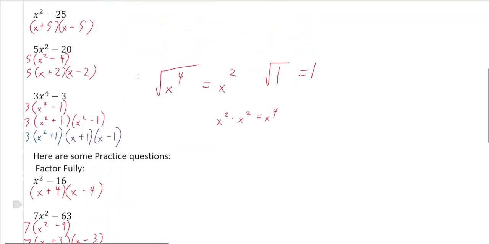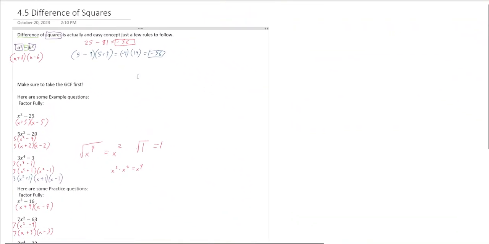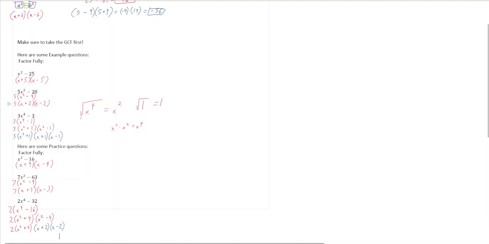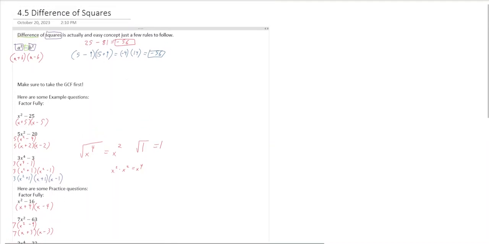Well, I hope this video helped you better understand a difference of squares, especially these progressively more complicated questions. I hope it helped, and good luck.